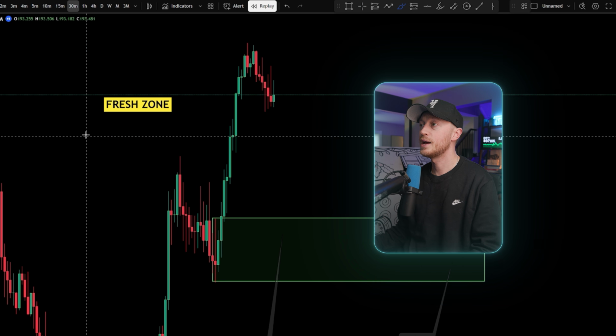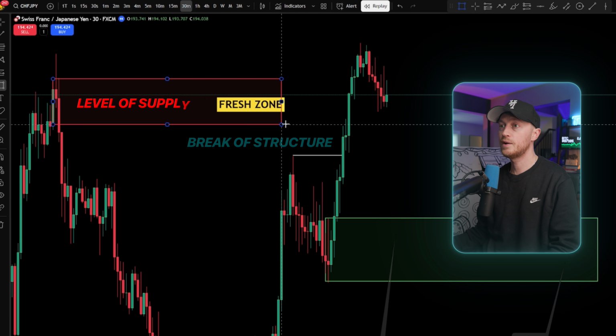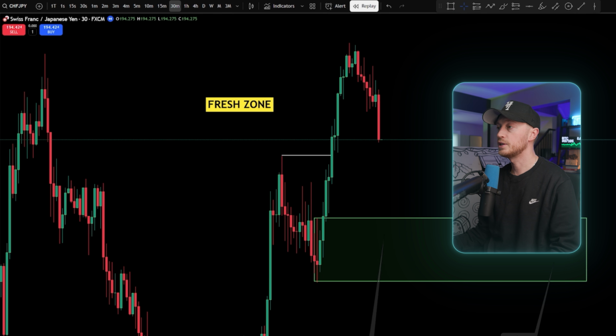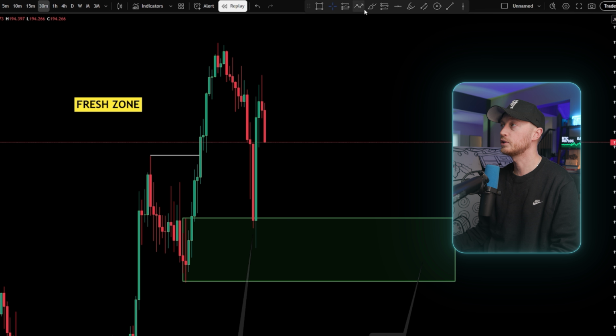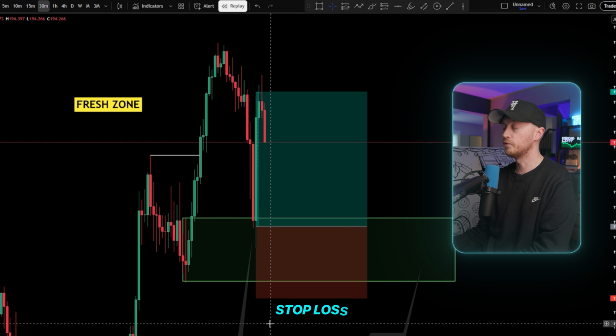I also want to make sure that I have a fresh zone. Look, we've got our break of structure right here. This level of supply is taken out, right? This is what we want to see. Then I want price to come down. Look, perfect reaction. Could have got into a trade right there, smashed a profit level right there, stop loss below the zone. Very nice setup.